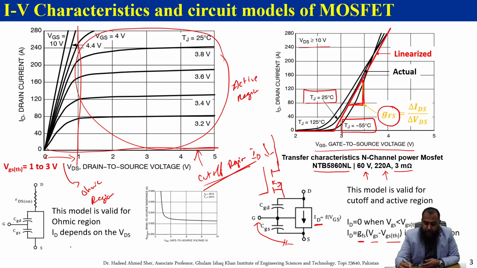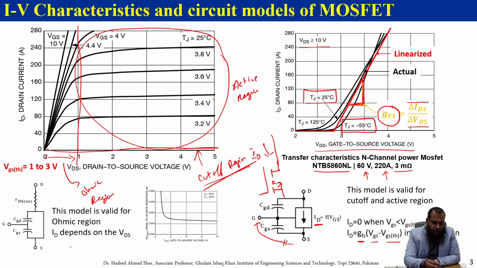So this gFS is the rate of difference taken between the 2 points, and that represents the change in the drain to source current, and on the other side it represents the change in the drain to source voltage here. So the VDS here is something which can be attributed, and therefore this given model is valid only for the cutoff and the active region model.